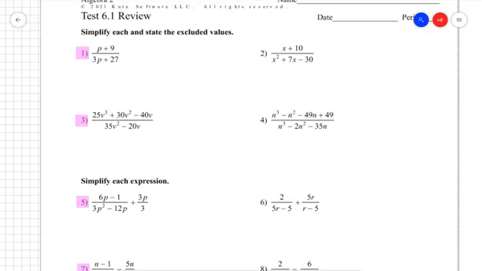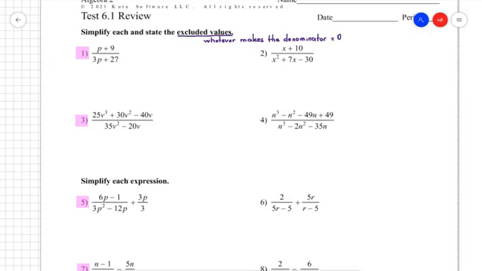So on the first section, we're just simplifying and then stating the excluded values. So remember that excluded values are whatever makes the denominator equal 0. So whatever value makes the denominator equal 0, that's going to be an excluded value.